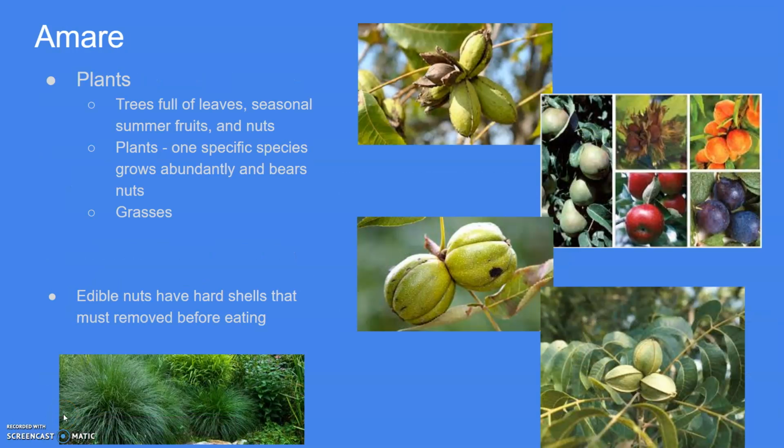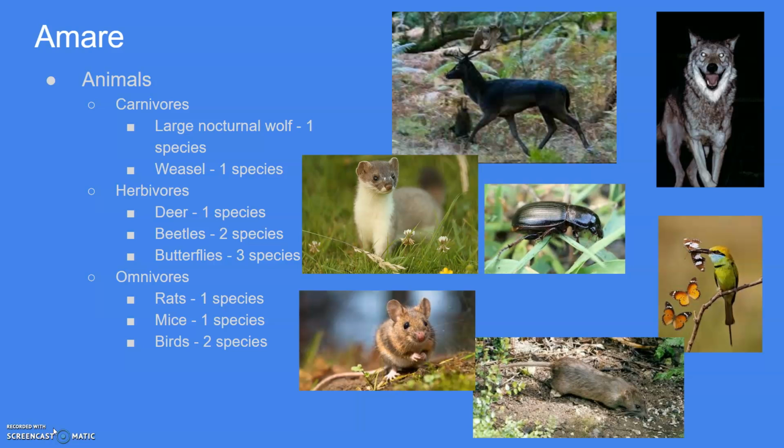Plants. Trees are full of leaves, seasonal summer fruits, and nuts. Again, this is food that's available during the summer. There's 1 specific species which grows abundantly and bears nuts. And you can see these would be the nuts. And there's lots of grasses on the planet. Please be aware that these edible nuts have very hard shells, and those shells must be removed before an organism can eat them. Animals on Amade.